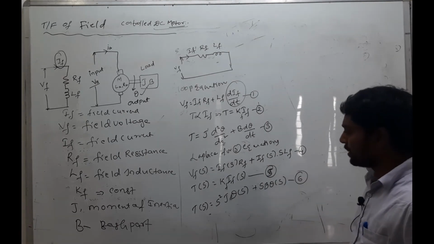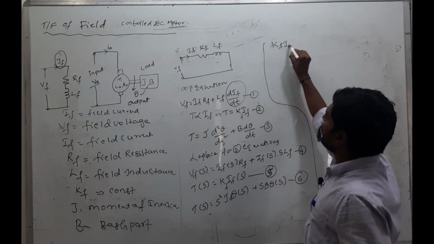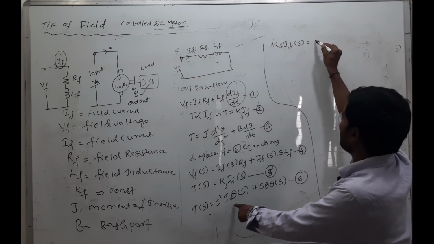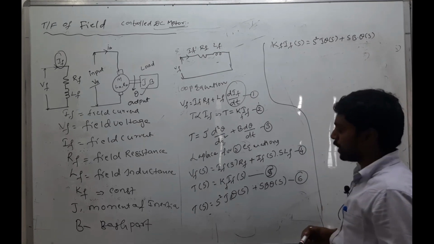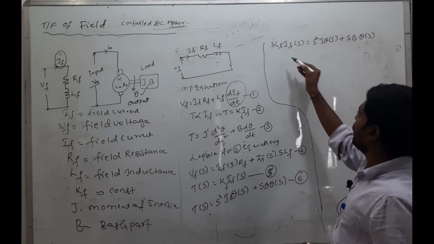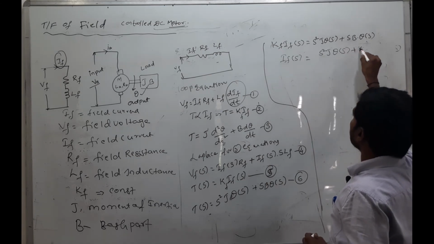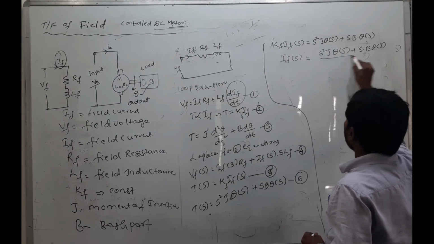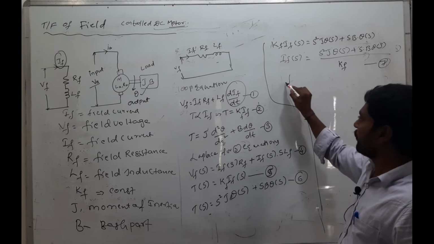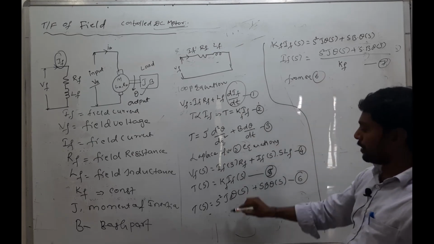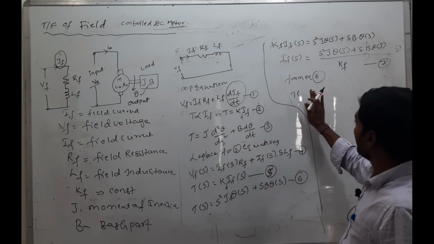Now, equate equation number 5 and 6. So KF IF of S equals S square J theta of S plus S into B theta of S. This is equation number 7. Otherwise, you can write IF of S is equal to S square J theta of S plus S into B theta of S, divided by KF. Equation number 7. Now from equation number 6, we can take theta of S common. Sorry, from equation number 4.